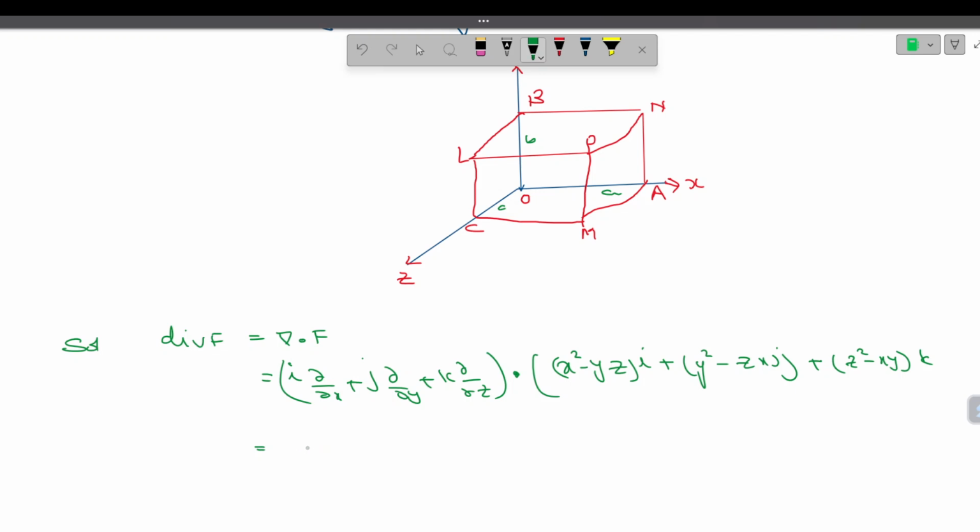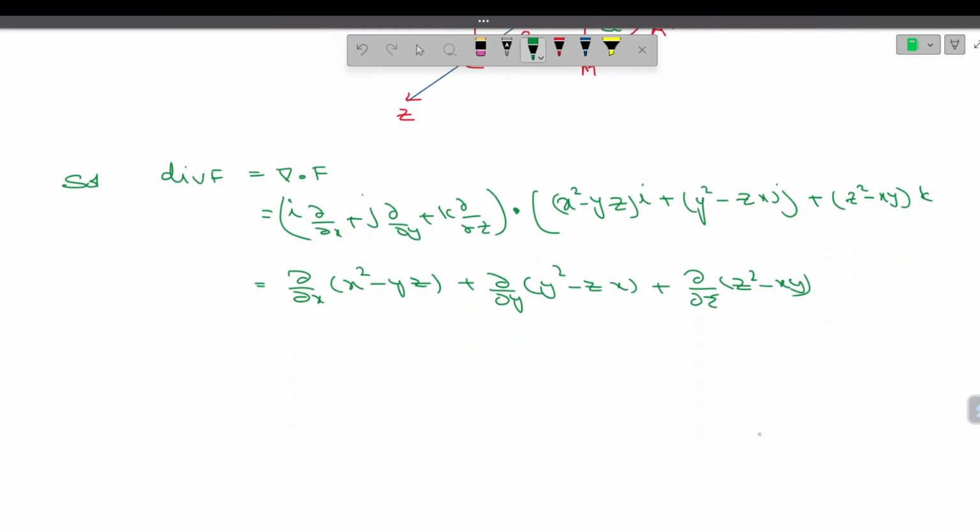Now in the dot product, i dot i is 1, so ∂/∂x of (x² − yz). j dot j is 1, ∂/∂y of (y² − zx). k dot k is 1, ∂/∂z of (z² − xy). If you partially differentiate, x² gives 2x and this is 0, y² gives 2y and this is 0, partially differentiating z² gives 2z and this part is 0. So we got divergence is 2 times (x + y + z). This is our divergence F.